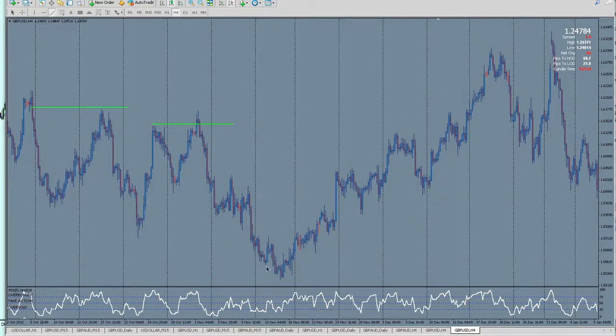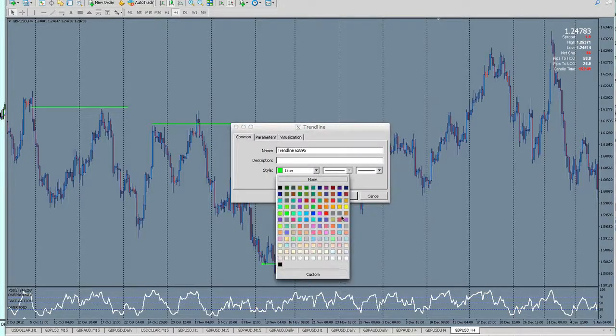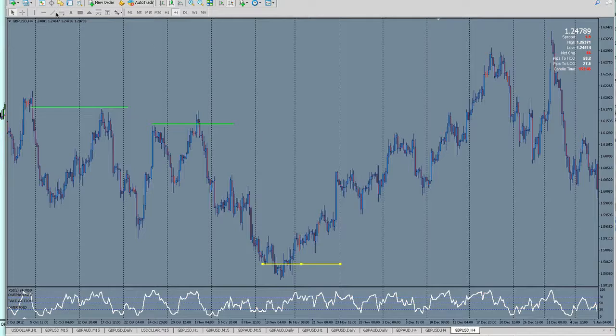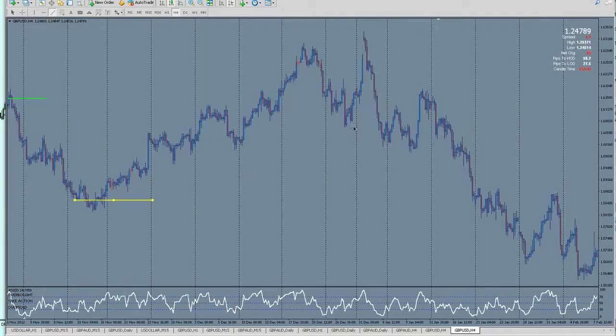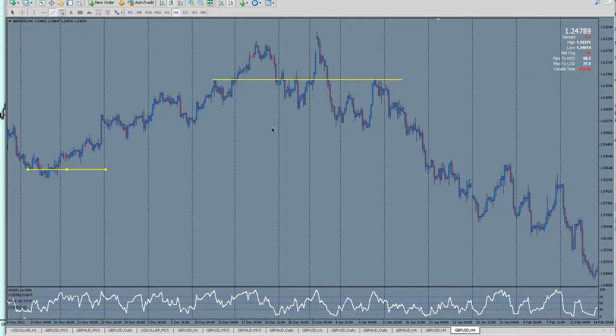Definitely got turtle soup here, and then straight here, and then the market rallies off to straight.